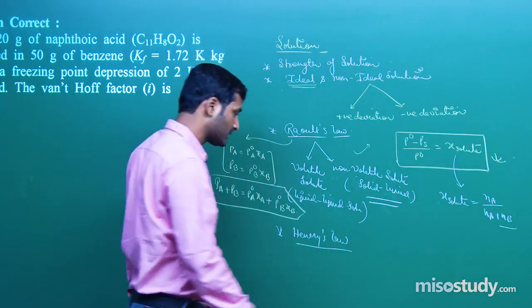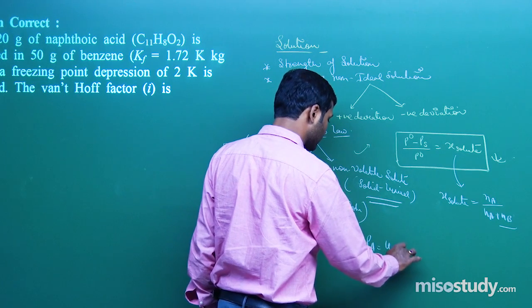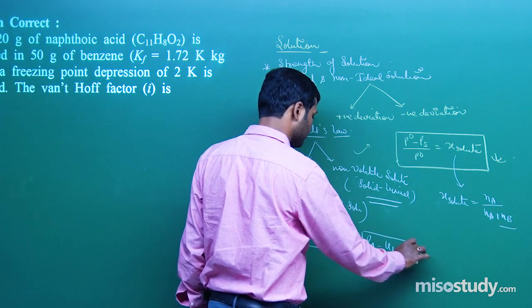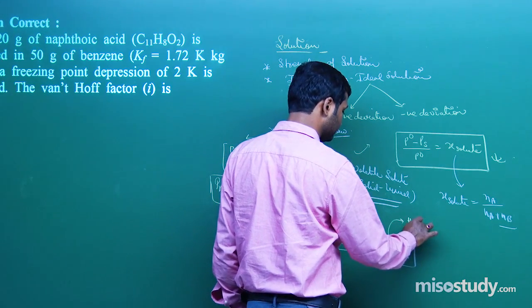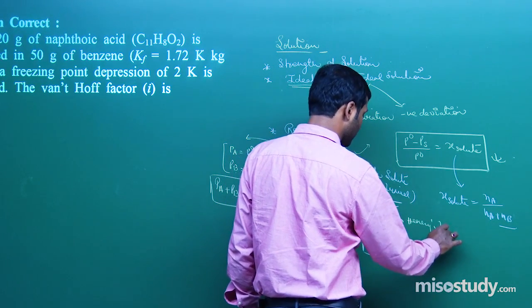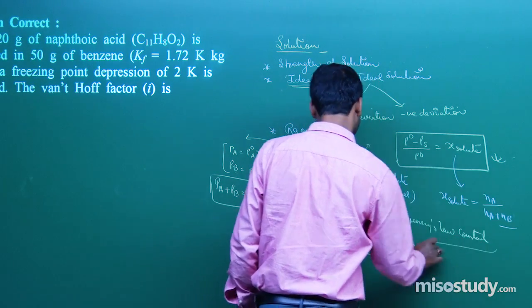Henry's law, you know? Yes sir. Pa is equal to Kh into Xa. Kh is Henry's law constant. Okay sir.